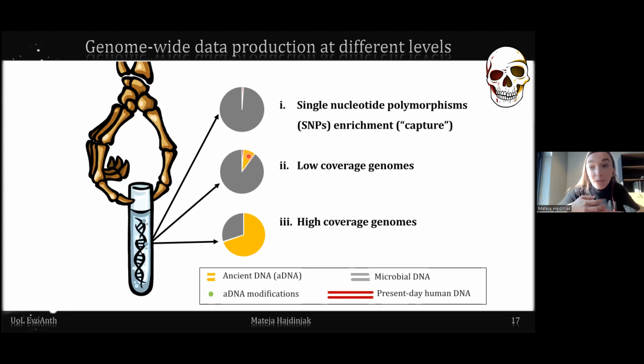And there is a lot of debate, what is a high coverage genome, what is a low coverage genome? And usually what it means is that you have each site in your genome represented by a few DNA sequences in case of the low coverage genomes, and 20 or more sequences are covering each site in the genome in case of the high coverage genomes.